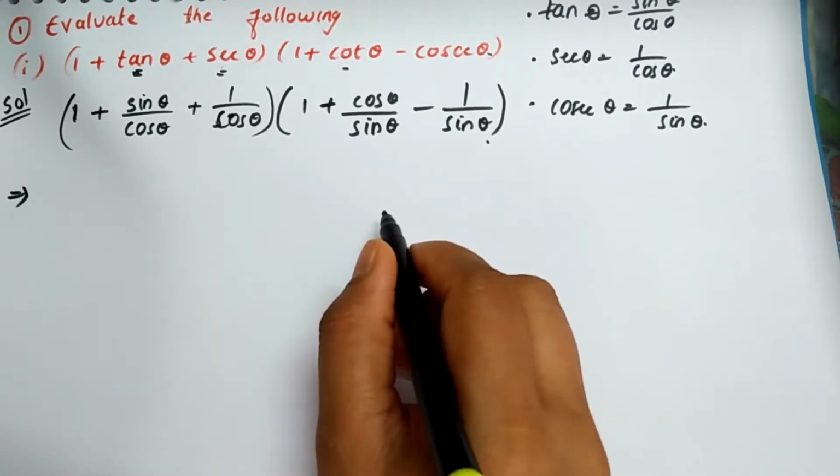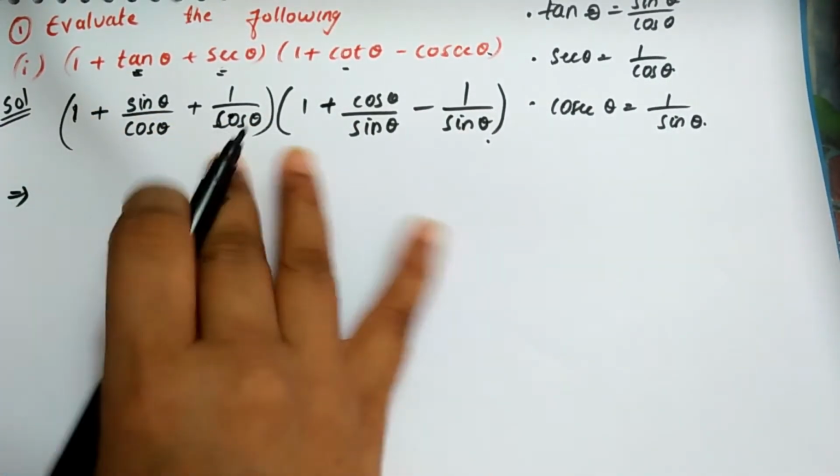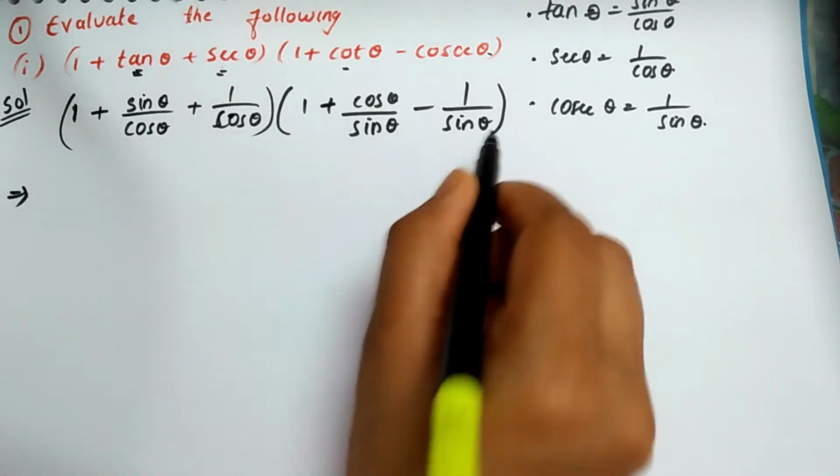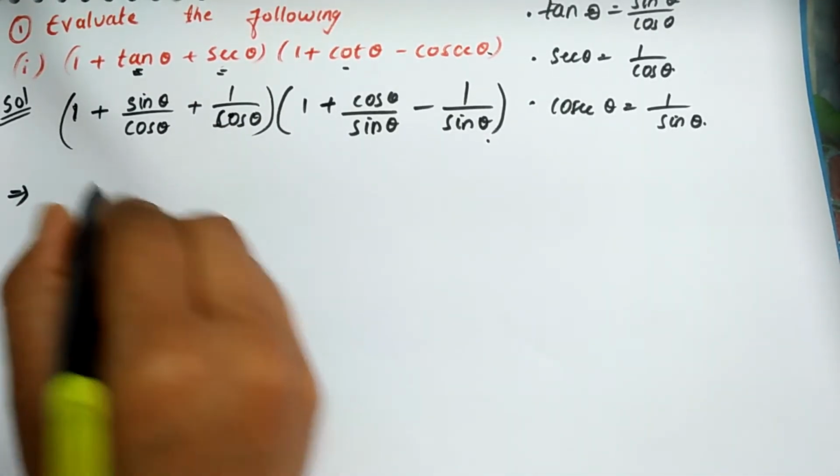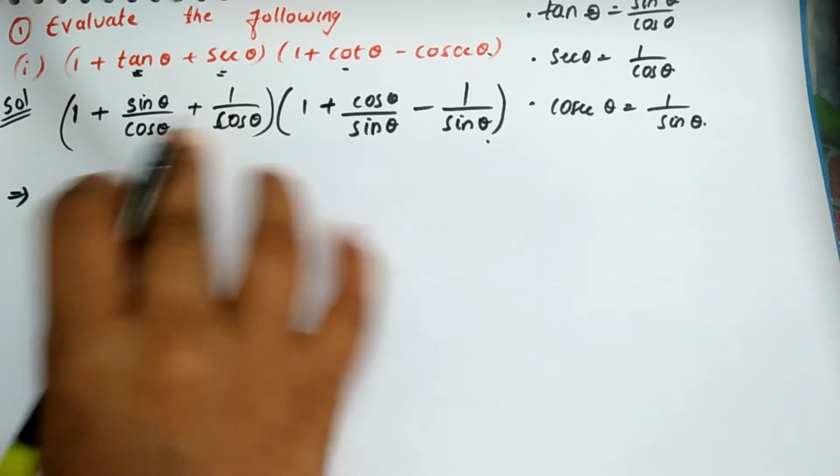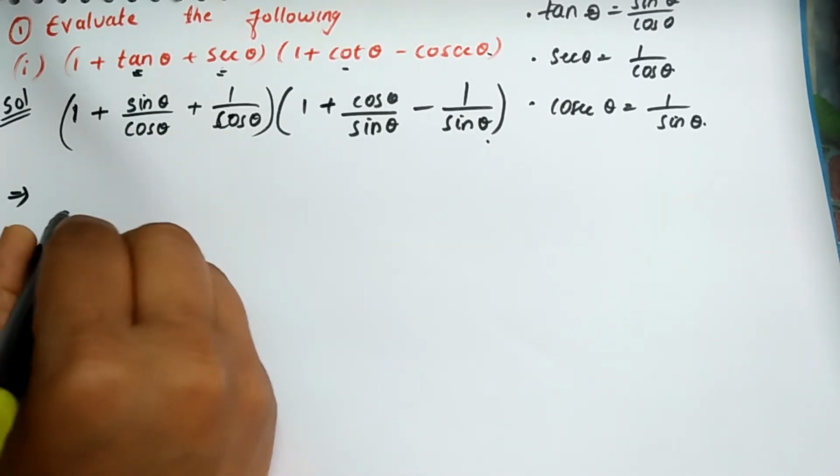Now it is the simplest thing that we can do. We can just take out the LCMs of the particular terms. So what is the LCM here? It is cos theta.